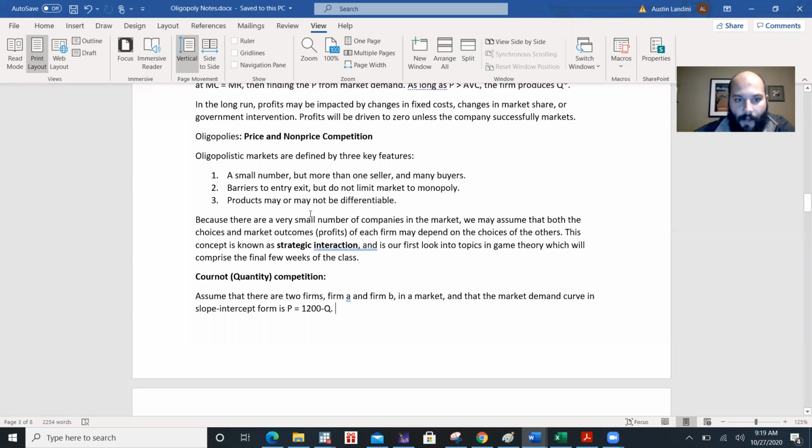In this video, we'll talk about oligopolies. Oligopolies are defined by a small number, but more than one seller, and many buyers. We'll just start by looking at two sellers. There are barriers to entry and exit, but they don't limit the market to only one seller, and products may or may not be differentiable.